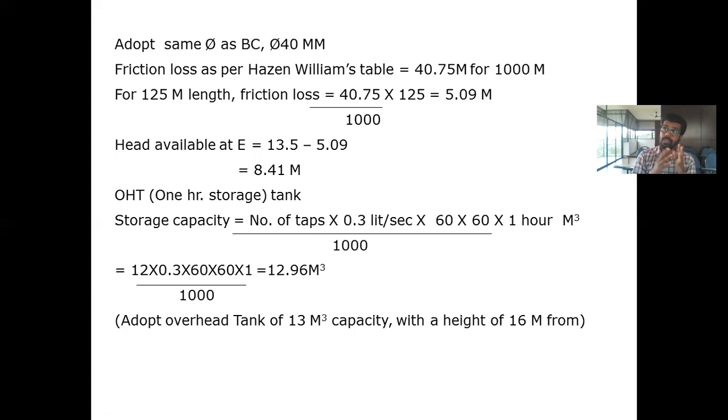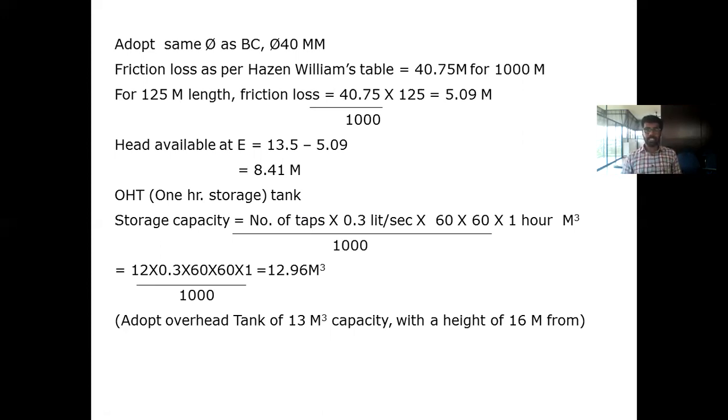We can have 2 meter head at the end of the sprinkler, and we have found out the diameter of the pipe. One more thing we need to know is the storage capacity. We have already found out the head, how much height the overhead tank should be kept. Now we need to know the storage capacity.